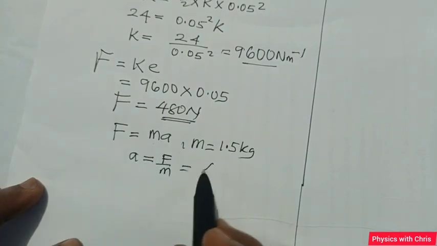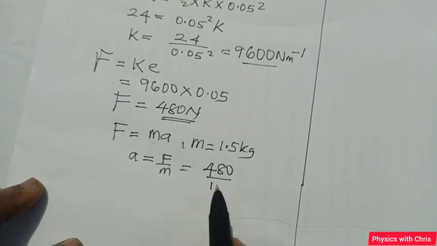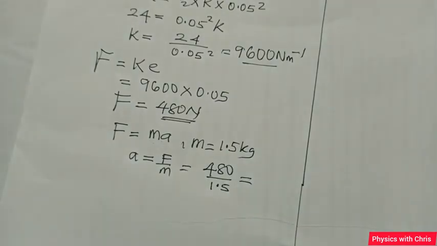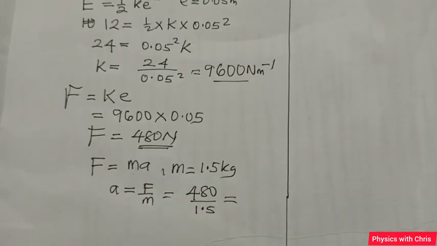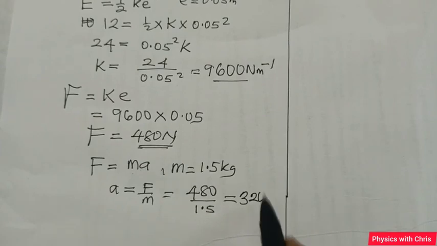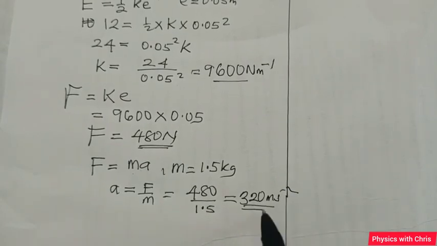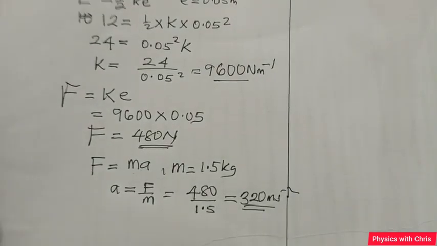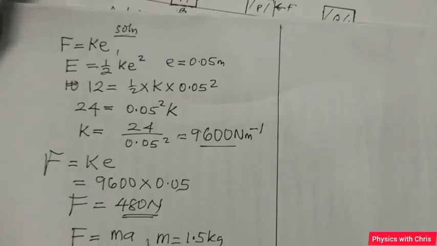That gives me 480 divided by 1.5. So what is 480 by 1.5? That gives me 320 meters per second squared. Oh, that's a very large acceleration, and the speed will increase terribly.